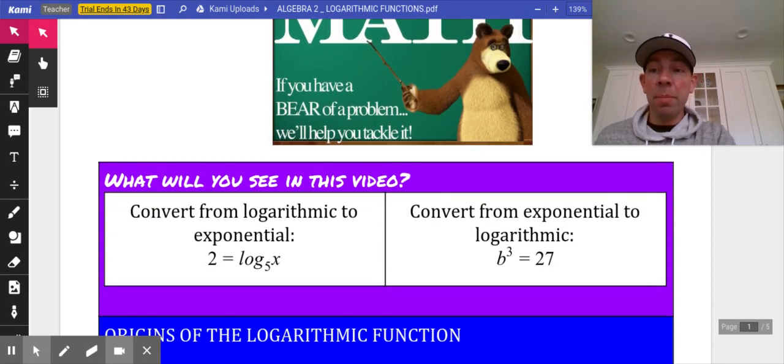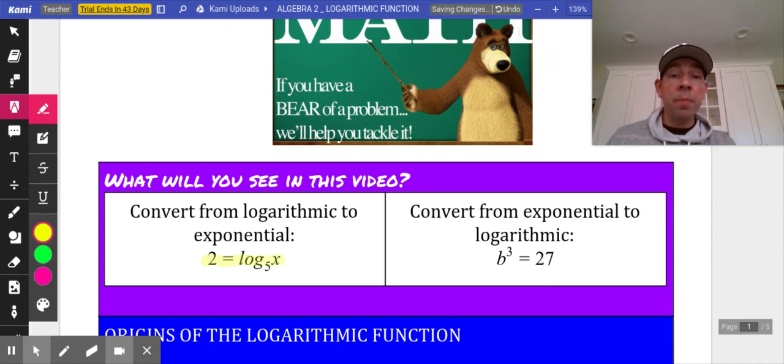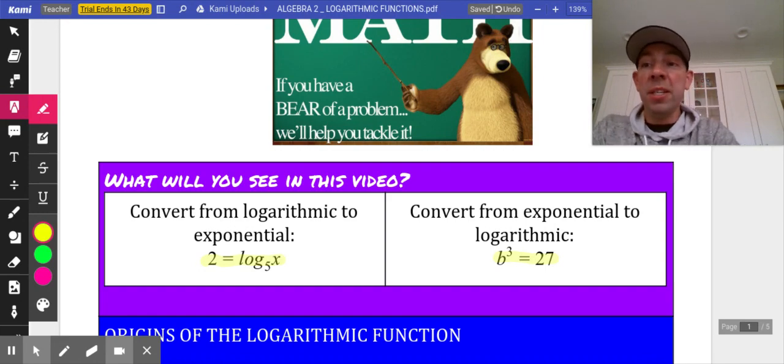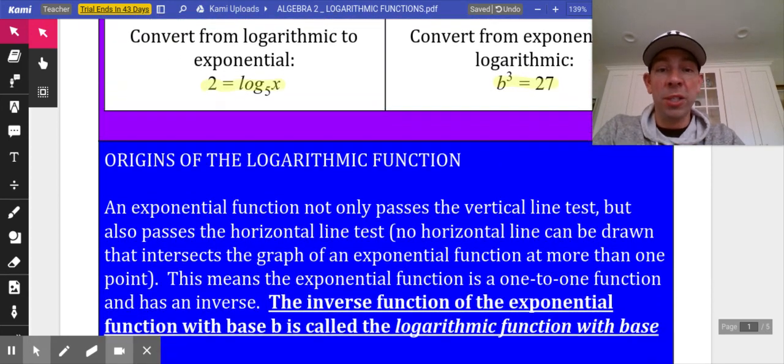We're going to talk about being able to take an equation that is in logarithmic form and convert it into exponential, and vice versa. We're going to take an expression that's in exponential form and convert it to logarithmic. We've always talked about this being like two languages, converting something from English to Spanish and vice versa. And at the end of the day, we're going to be talking a lot about equivalence. We've got two expressions that are equivalent, just one's in logarithmic form and one's in exponential form.